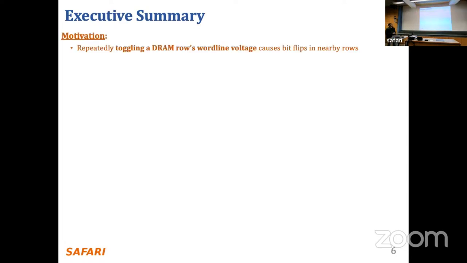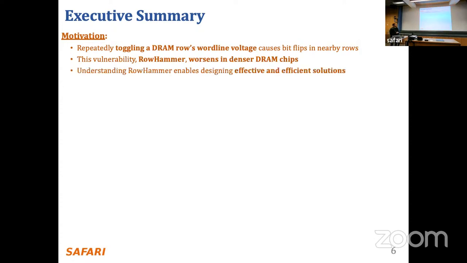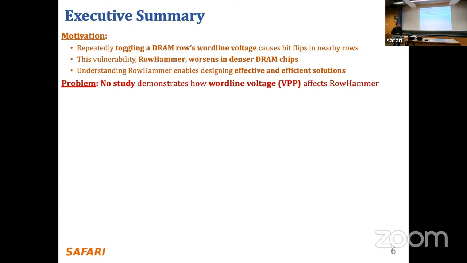With this background and motivation, I'll give an executive summary. As I said in the previous slide, repeatedly toggling the DRAM row's word line voltage causes bit flips in nearby rows, and this makes RowHammer real. This vulnerability called RowHammer worsens in denser DRAM chips, and understanding RowHammer is necessary for enabling effective and efficient solutions, right? So we need to understand more.